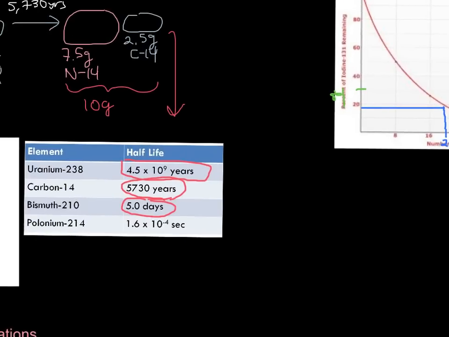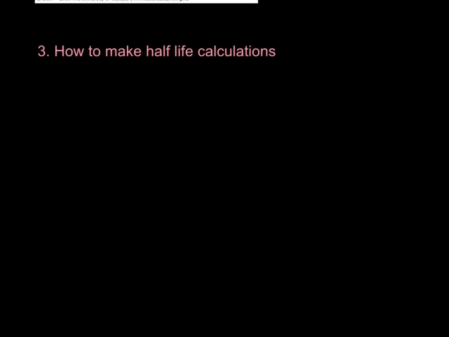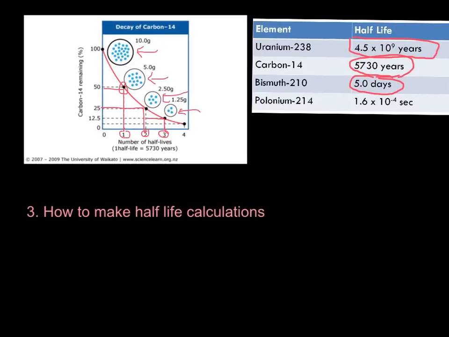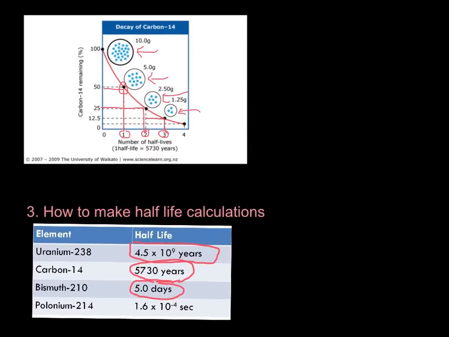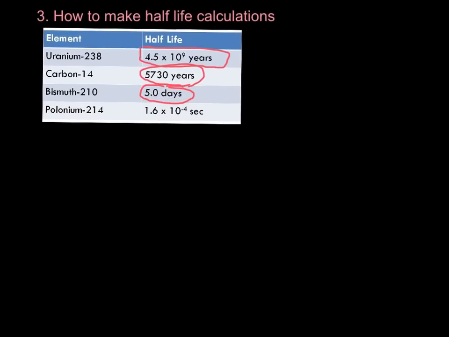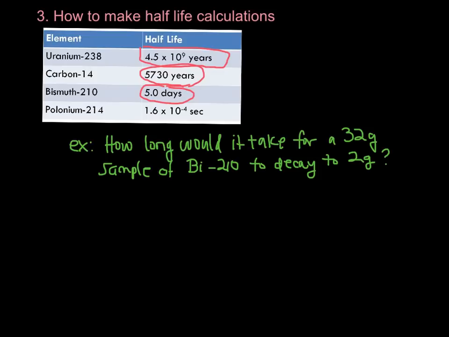Okay, so let's talk about how we would actually make some half-life calculations. If you remember up here, I gave you this little graph. So I'm going to use the information from this graph to do some half-life calculations that you might see on homework in class. The first example I'm going to give you is this question. How long would it take for a 32-gram sample of bismuth 210 to decay to 2 grams? Now, don't make this hard, because it's actually a pretty simple question. You just have to think through what you're doing.